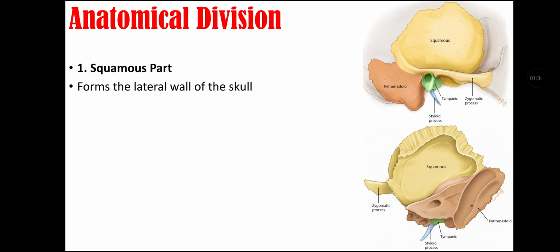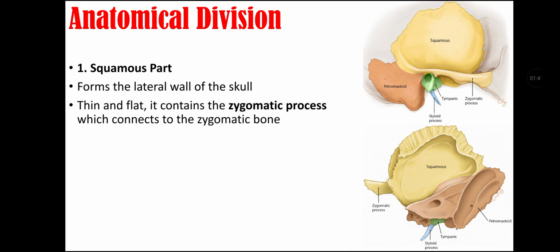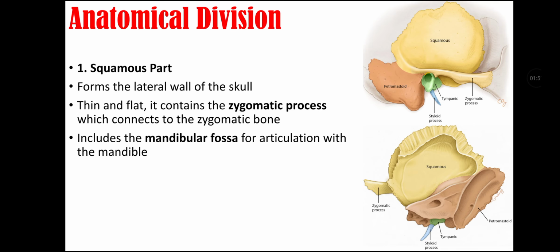First is squamous part. It forms the lateral wall of the skull. It is thin and flat and contains the zygomatic process which connects the zygomatic bone. As you can see here in diagram number 2, zygomatic process is part of squamous part of temporal bone. It includes the mandibular fossa for articulation with the mandible.